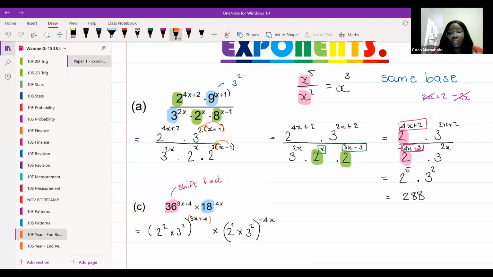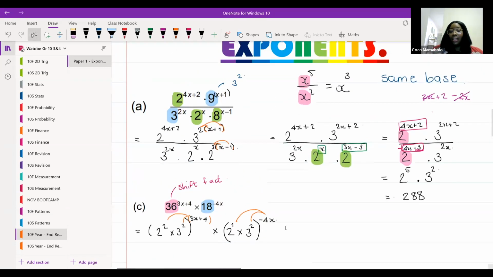Then what we're going to do is distribute. We're going to take the whole of 3x plus 4 and multiply it with this 2. Then over here, we're going to go to negative 4x multiplied with 1, and take the whole of negative 4x and multiply it with 2.